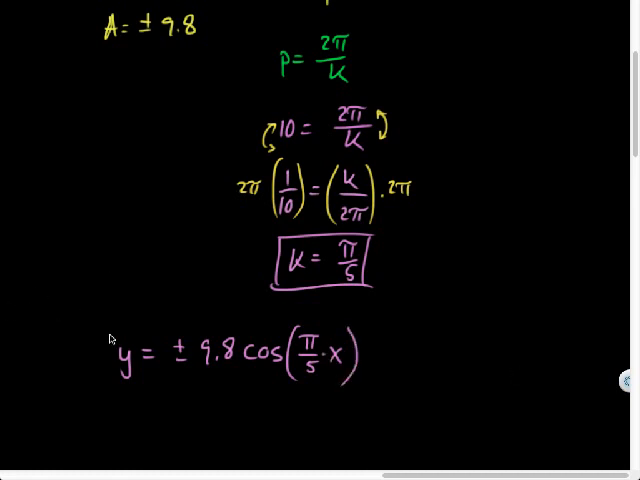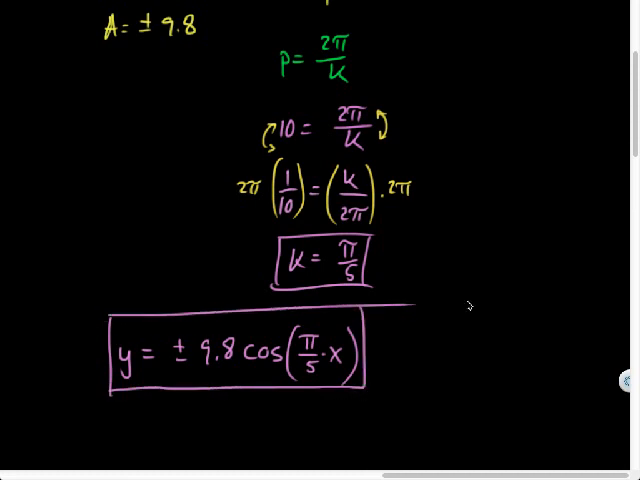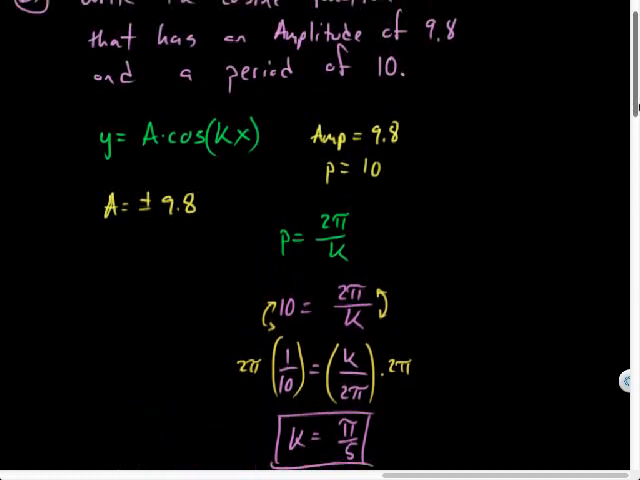I have two equations here because I didn't specify whether it was flipped or not. Two equations that happen to have that amplitude and the period of 10. And one of the things I think is interesting is that to have a period that doesn't have a pi in it, my k value must have a pi in it in order to cancel out with the period, which is typically 2 pi in radians.